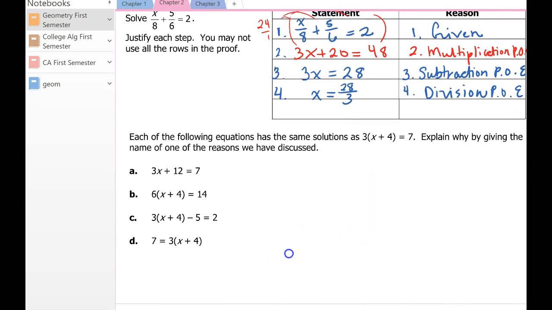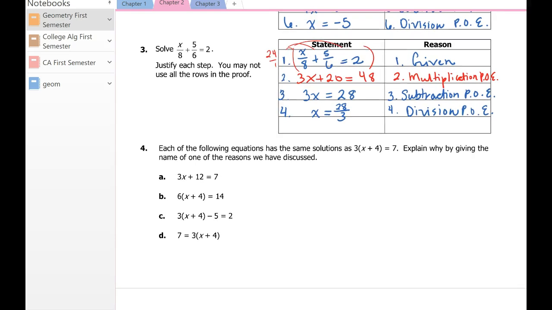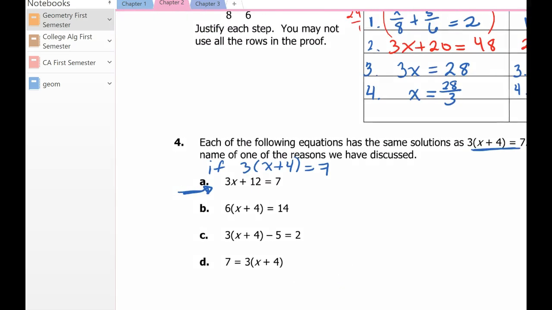It says each of the following questions has the same solutions as 3 times quantity x plus 4 equals 7. Explain why by giving the name of one of the reasons we have discussed. Okay, here's our if part. This is our if part. If 3 times quantity x plus 4 equals 7, let's look at letter A. What would allow us to say that 3x plus 12 also equals 7? Hannah. Awesome. Distributive. So letter A, that property would be the distributive.